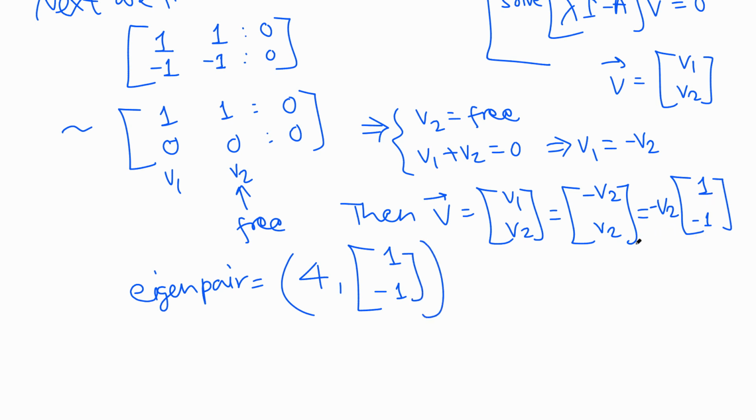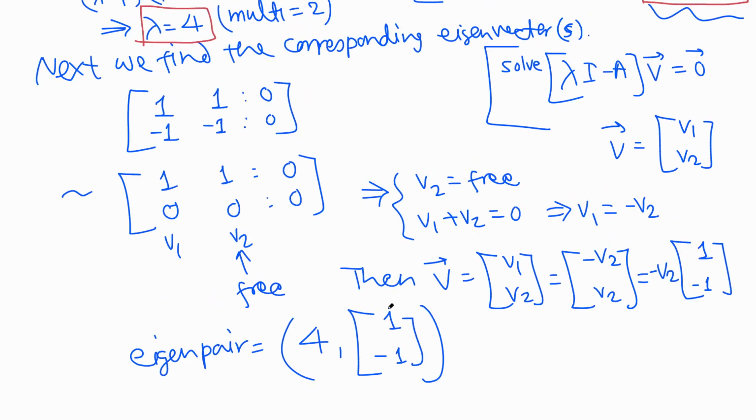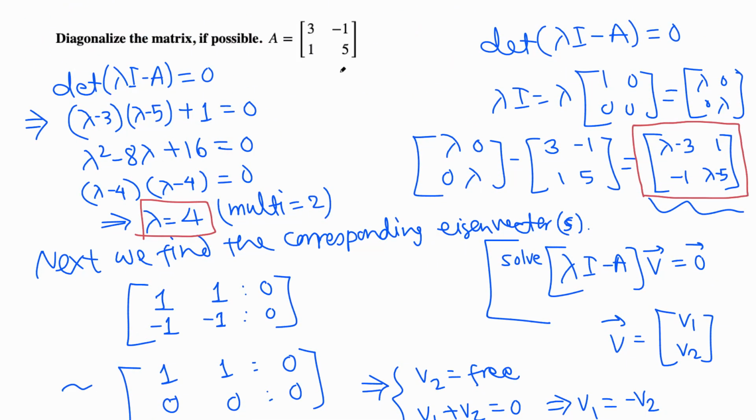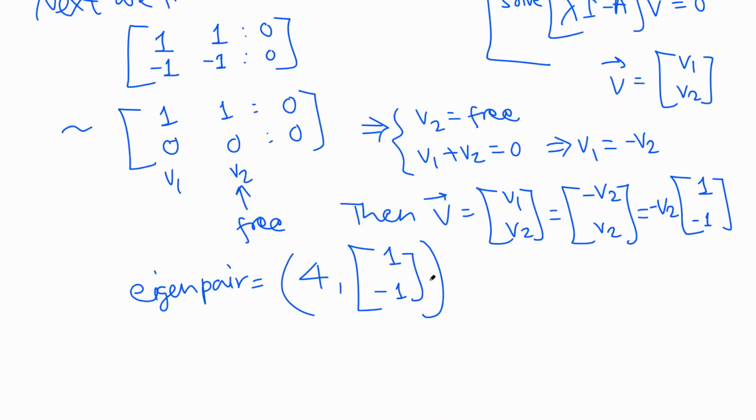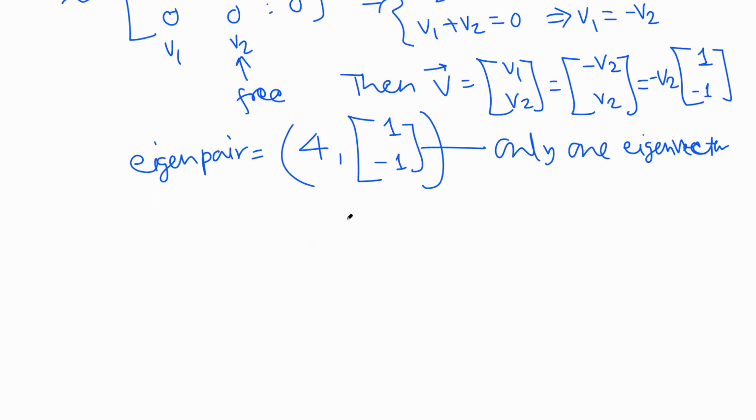The eigenspace is one dimensional, but this is a 2 by 2 matrix, so we need two linearly independent eigenvectors. That's not the case, so only one eigenvector. Then what is the conclusion? Not diagonalizable.